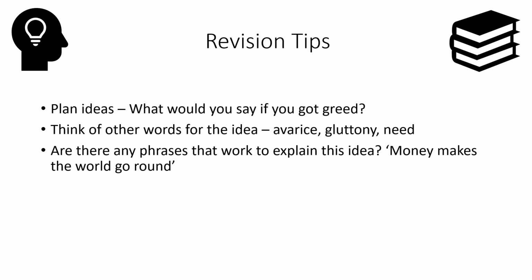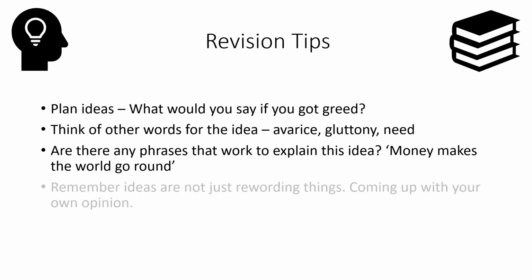So one particular thing we can say is this idea that money makes the world go round. Is that the case in A Christmas Carol? Maybe what Dickens is saying is that money doesn't make the world go round, it helps it move, but love keeps it going further. And so you can kind of be a bit more detailed and a bit more fancy with your explaining of ideas.